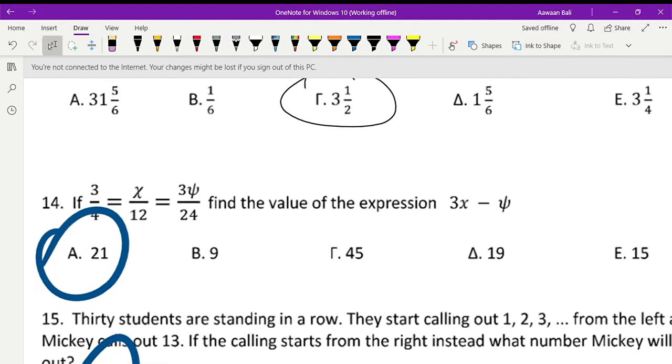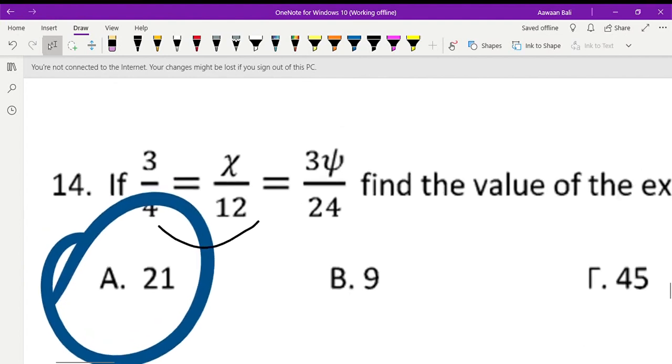Now, question number 14. If 3 upon 4 is equal to x upon 12 is equal to c upon 24, find the value of the expression 3x minus c. Okay. So don't think here that c is the golden ratio, even if you know that. It's just a normal variable here. So what we have to do is since we know 4 and 12, that's times 3.